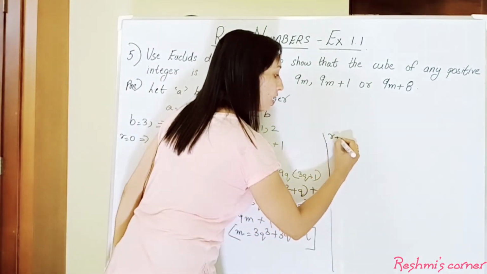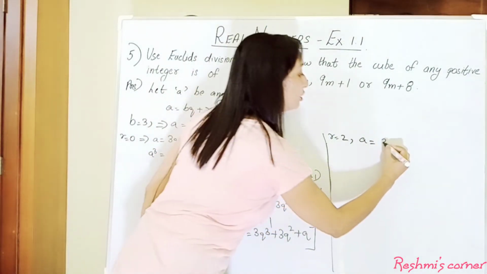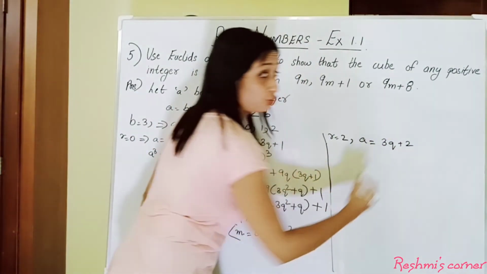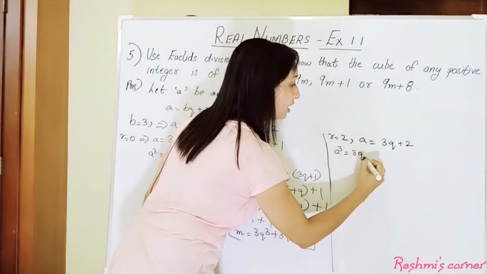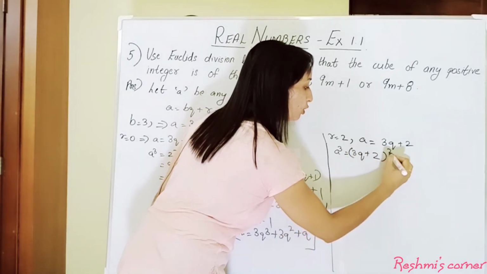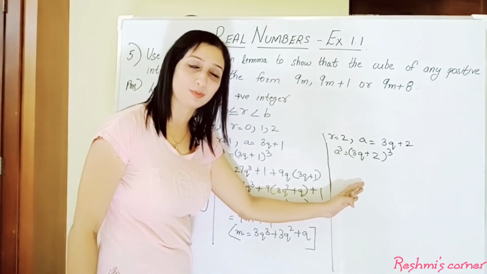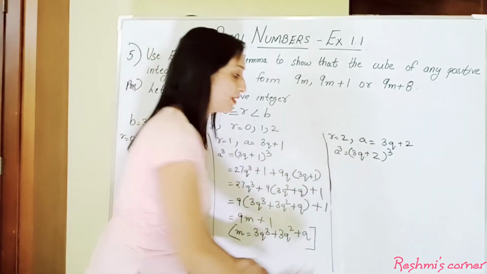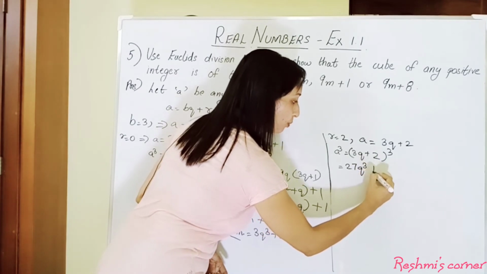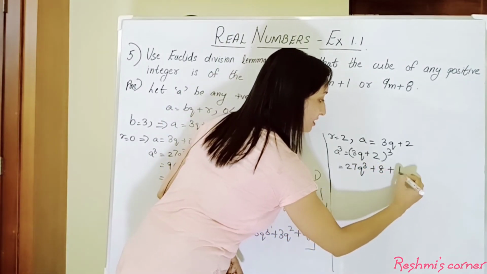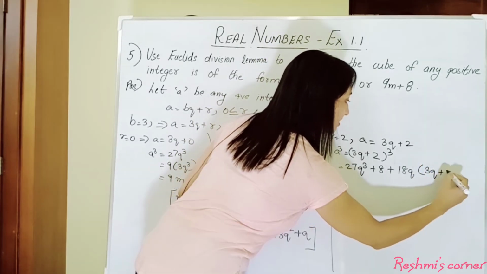So when r is equal to 2, what do we get? We get a as 3q plus 2. Now we are cubing both sides. You get a cube is equal to 3q plus 2 the whole cube. Now we are going to apply the formula a plus b the whole cube is equal to a cube plus b cube plus 3ab into a plus b. So what do you get? 27q cube plus 8 plus 18q into 3q plus 2.